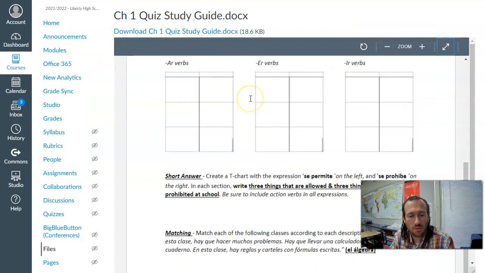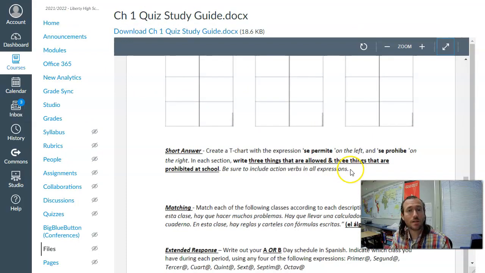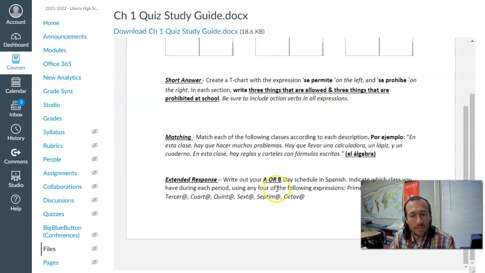So that's also something that you want to do. You're talking about what's allowed and not allowed in your classes, making sure to use action verbs, comer, beber, dormir, escuchar música. Need action verbs to talk about what's allowed and not allowed, and then you're matching your classes based on the descriptions of what you do in those classes, what you bring to those classes, etc., and then articulating what your A and or B day schedule is in Spanish using those ordinal numbers.